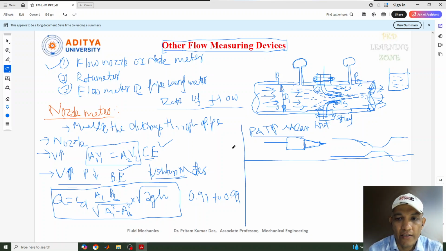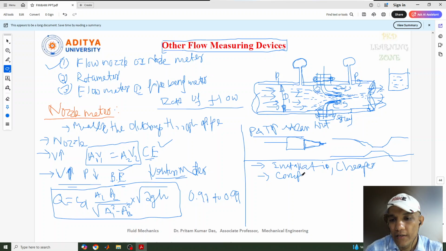If you see this concept, some very common advantages I'll tell you. Installation is very easy, and easy and cheaper in price. Initial price will be cheaper, so that can be considered an advantage. And we can say it is very compact. And one more thing, the CD I told you, the coefficient of discharge, is very high. So these are some advantages.